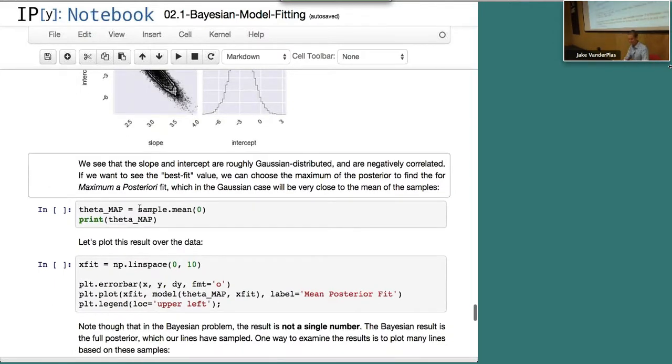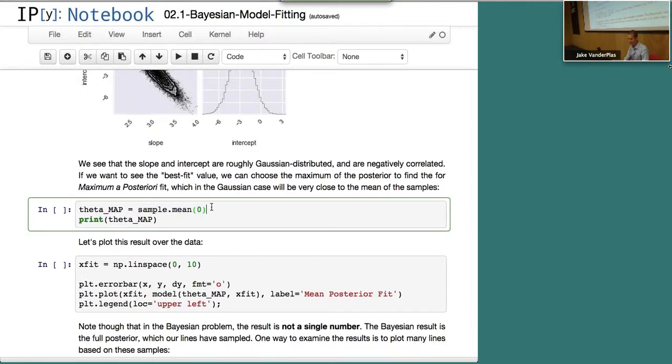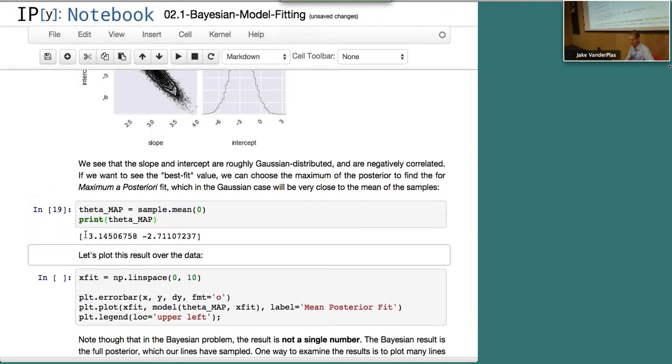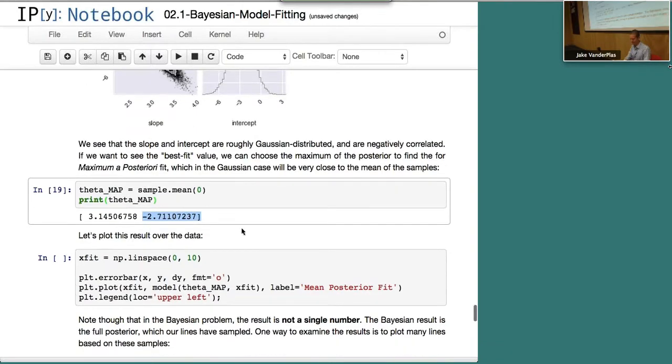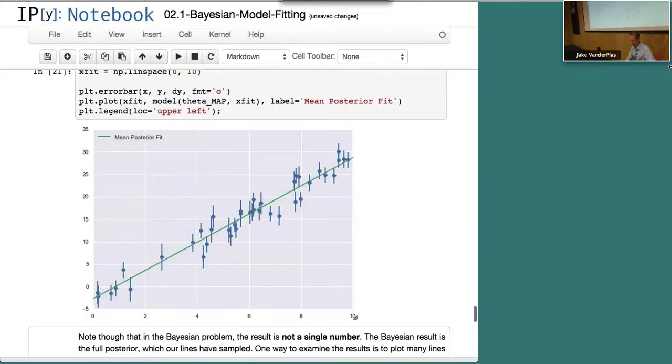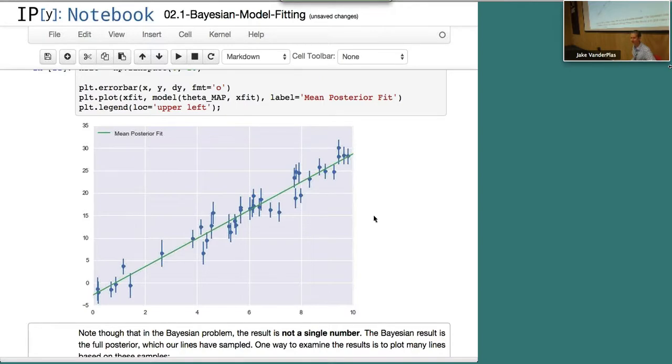So then here's the sample. We're going to take the mean across the 0 dimension, and we get something that looks like that, a slope of pi. That's weird. And an intercept of minus 2.7. And we plot the result, and we get something that looks like that. So this is the Bayesian view of fitting a model, fitting a line to data.